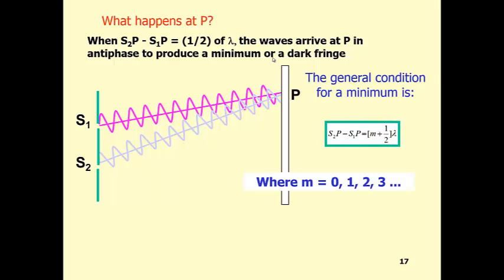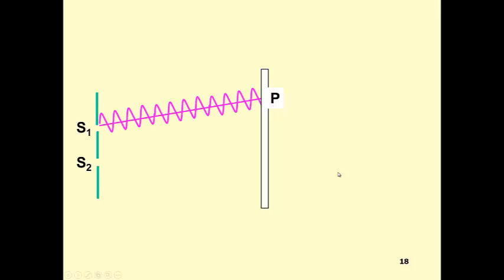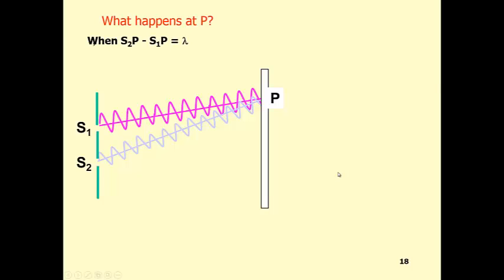So the general condition for a minimum is when the difference between these two lengths is (m plus half) of a lambda. Remembering that half of a lambda means it's going to be half a wavelength out of phase, where m can be 0, 1, 2, 3. Sometimes you might see this as an n. I prefer to use m because it's not used as another constant, whereas n is. So if you've got half of a wavelength out of phase, then you're going to get a minimum or a dark fringe. What happens if the same thing happens, but instead we want to get a maximum?